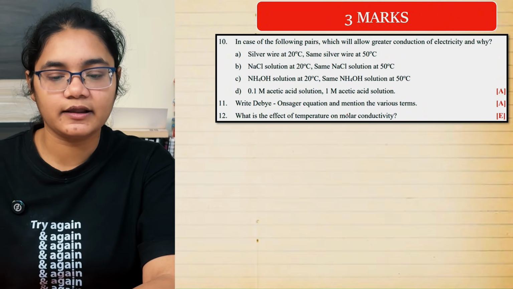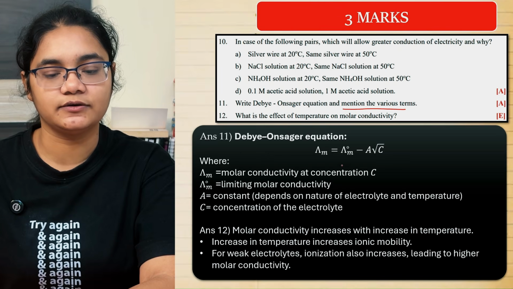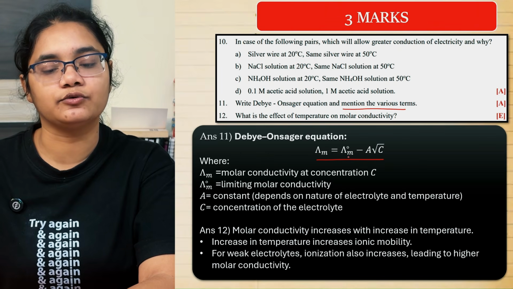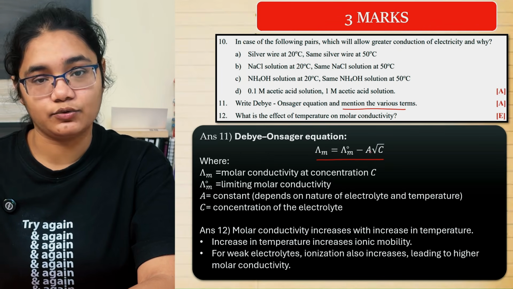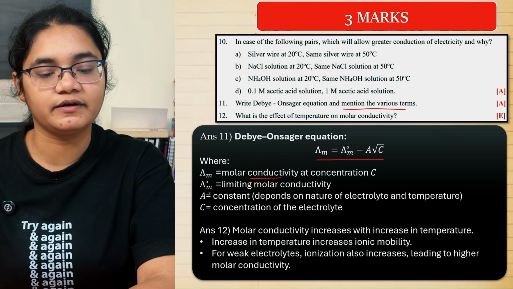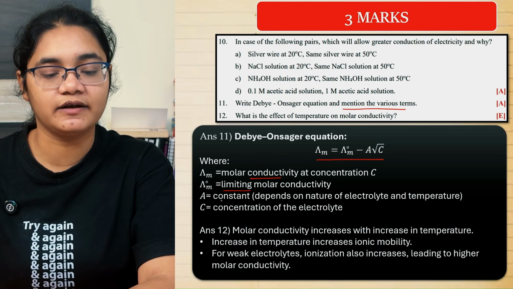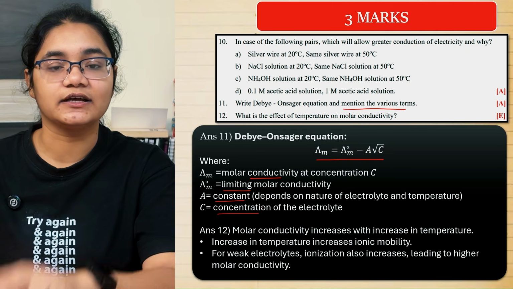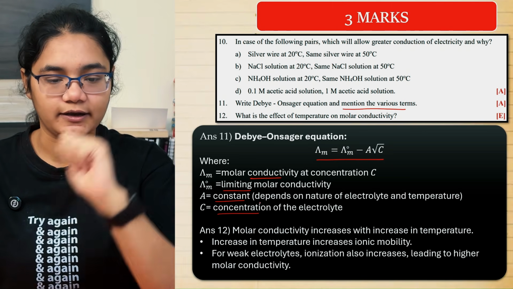Next, write the Debye-Onsager equation and mention the various terms. So we have already written this one. Lambda m is equal to lambda naught m minus A root over c. Lambda m is molar conductivity. Lambda naught m is limiting molar conductivity. A is a constant and c is the concentration of the electrolyte.